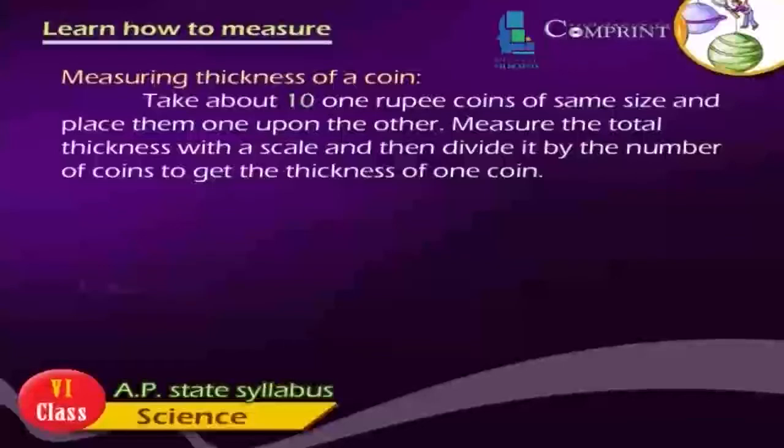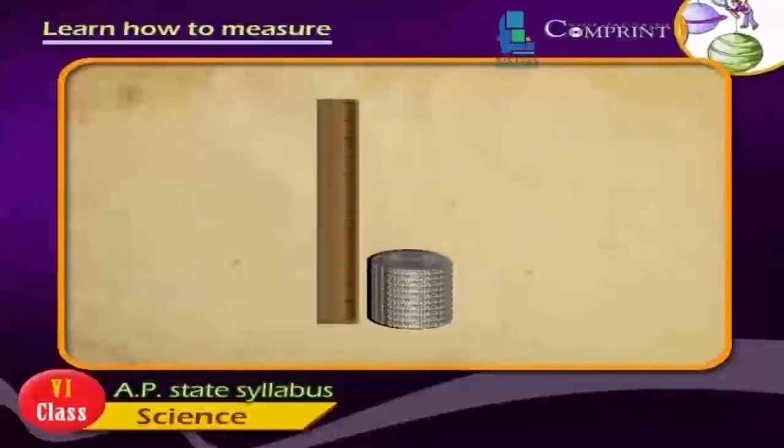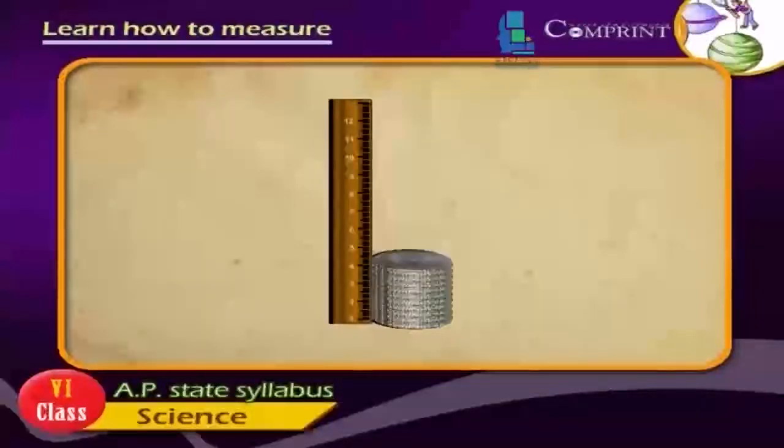Measuring thickness of a coin. Take about 10 one rupee coins of the same size and place them one upon the other. Measure the total thickness with a scale and then divide it by the number of coins to get the thickness of one coin.